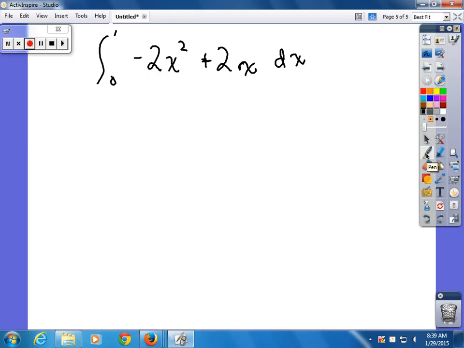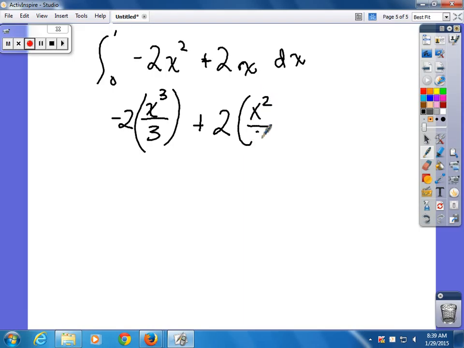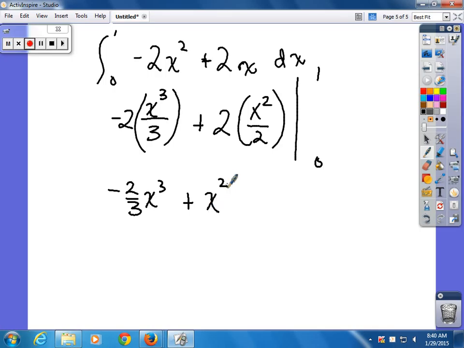So that's going to be -2, and then you got x cubed over 3 plus 2x squared over 2. And that's going to be evaluated at 0 and 1. And that's going to be -2/3 x cubed plus x squared, evaluated at 0 and 1. I'm going to do 0 for y'all, 0 to get 0. Y'all do the other one.